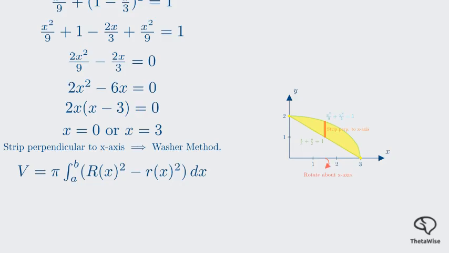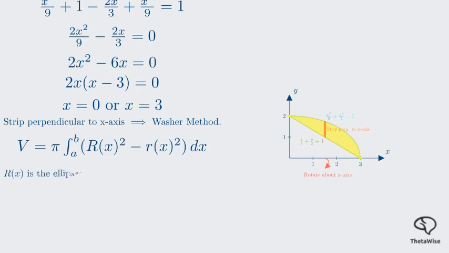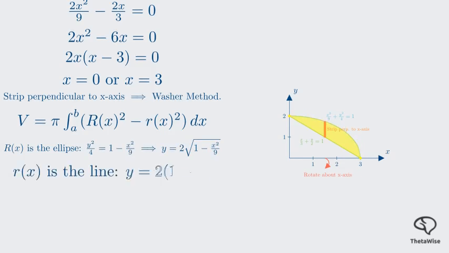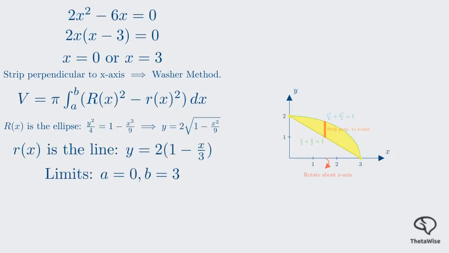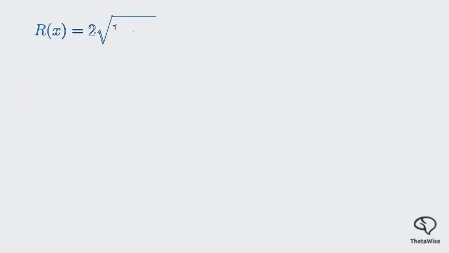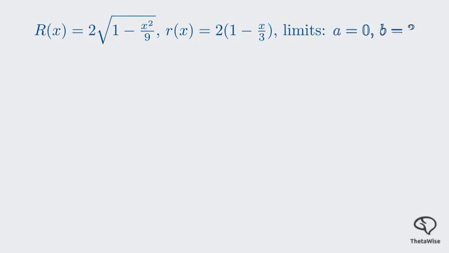The formula is V equals pi times the integral from a to b of outer radius squared minus inner radius squared dx. Let's identify our components. The outer curve is the ellipse, so R of x is the upper part of the ellipse. The inner curve is the line, so r of x is the line itself. The limits of integration from our sketch and intersection points are from x equals 0 to x equals 3. We have determined our outer and inner radii and our limits of integration. Now we set up the integral for question 8.